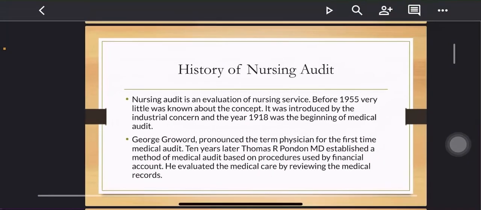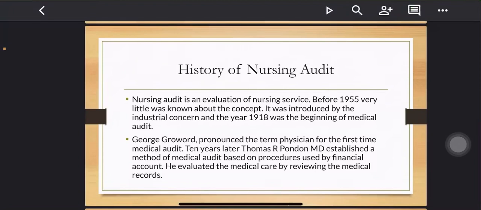The history of nursing audit. Nursing audit is an evaluation of nursing service. Before 1955, very little was known about the concept. It was introduced by the industrial concerns. By the year 1918 was the beginning of medical audit. George Groward pronounced the term for the first time as a medical audit.